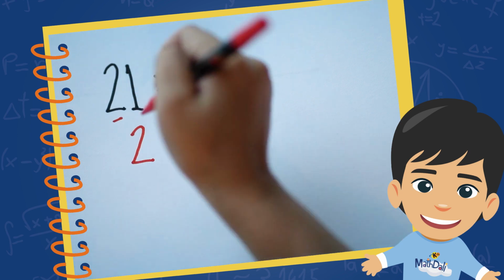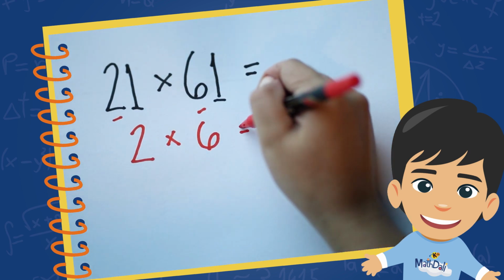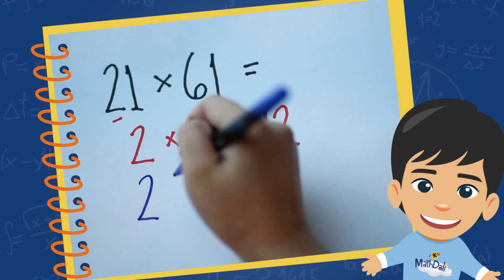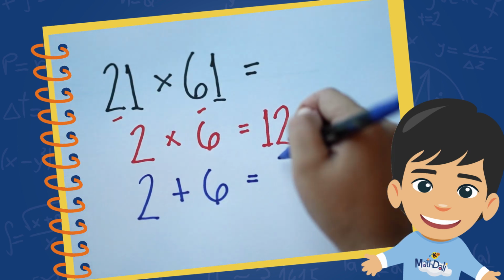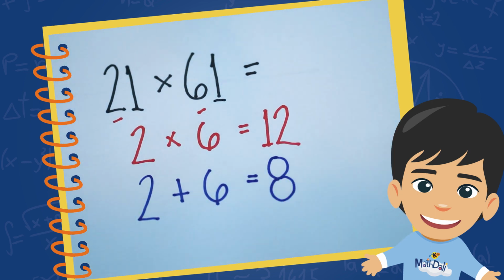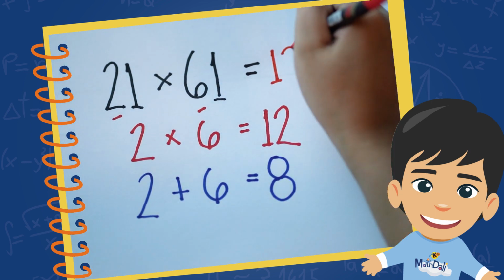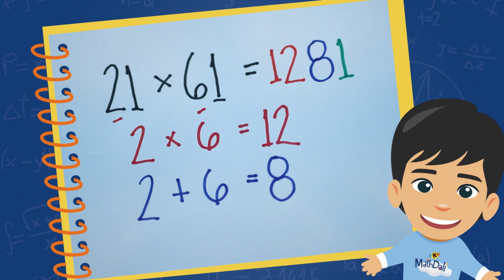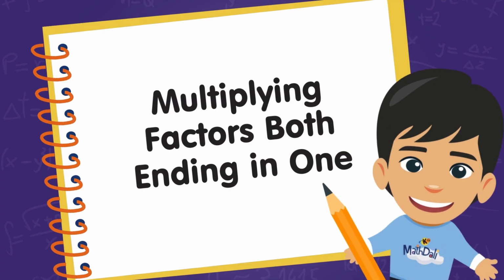Another example. 21 times 61. Step 1. Multiply the tens digits. 2 times 6 is equal to 12. Step 2. Add the tens digits. 2 plus 6 is 8. Step 3. Put 1 at the end. 21 times 61 is 1,281.